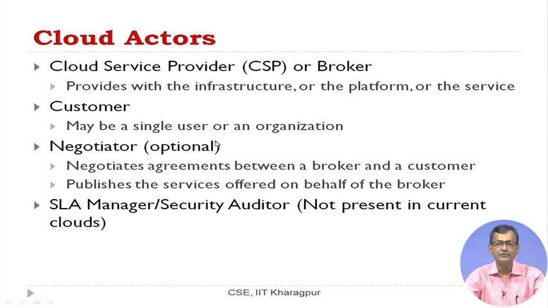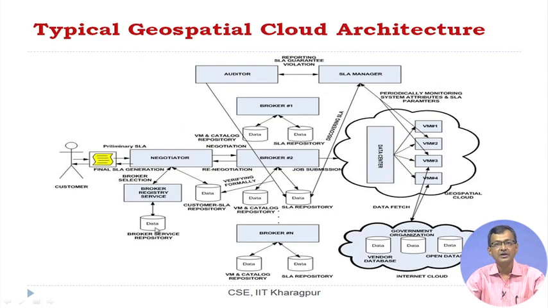And we have also seen who the cloud actors are: the cloud service provider (CSP) or broker, the customer at the other end, and the negotiator, which can be optional, that negotiates between the cloud, the SLA manager, or the security auditor. So, considering all those things, if we look at a typical cloud architecture for geospatial data, this architecture may be true for any other type of service, but here the geospatial or spatial services are put into place. So, this overall picture comes into play.